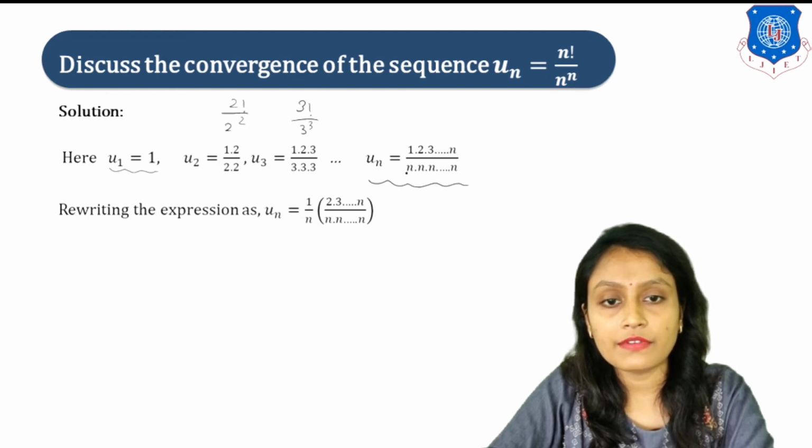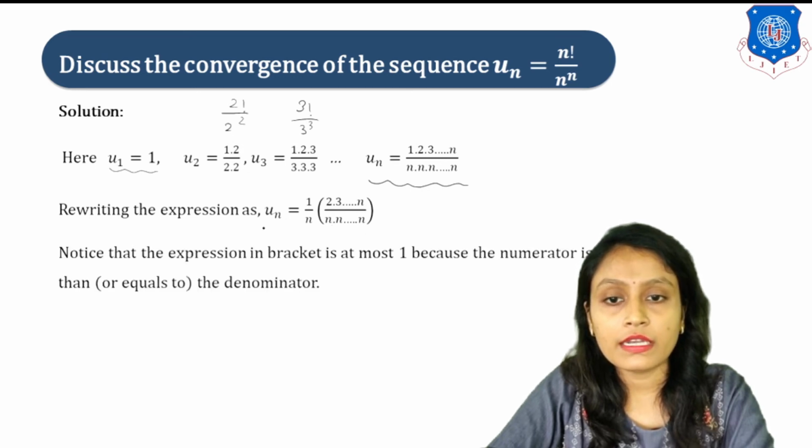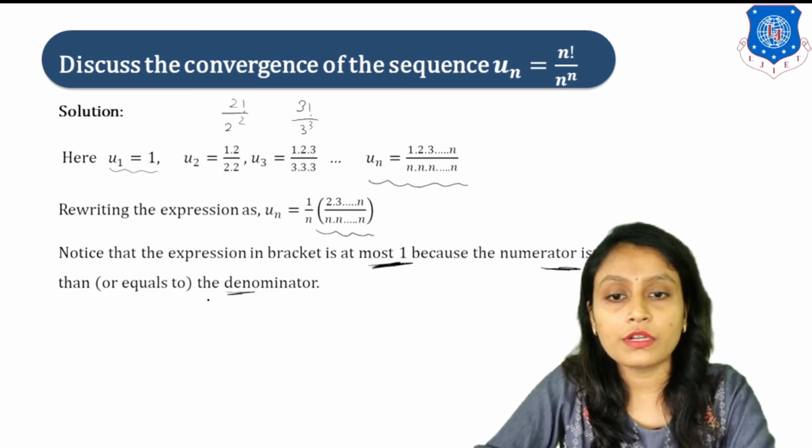This 1 upon n we have taken outside, and in the bracket 2 into 3 up to n upon n times n. Okay, next. Now notice that this expression in the bracket is at most 1. Its answer is at most 1 because this numerator is less than or equal to denominator, right? So we can say that this un will lie between 0 and 1 upon n.